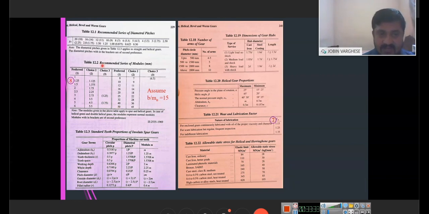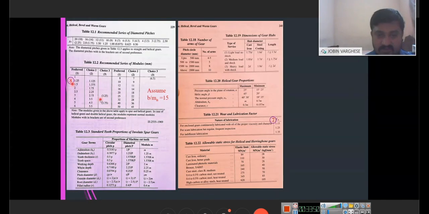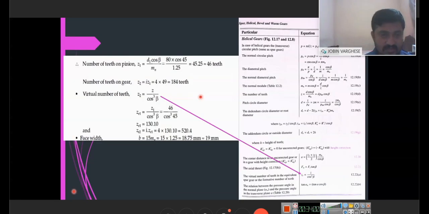Another thing is the recommended module; we have to calculate the module. Using all the equations, we are calculating the module. Once the module is calculated, we will get a particular value. Here it is somewhat 1.09, which is above 1, so we are choosing 1.25 here. These are the calculations I have shown here.